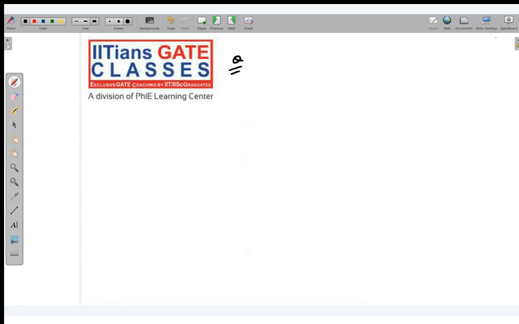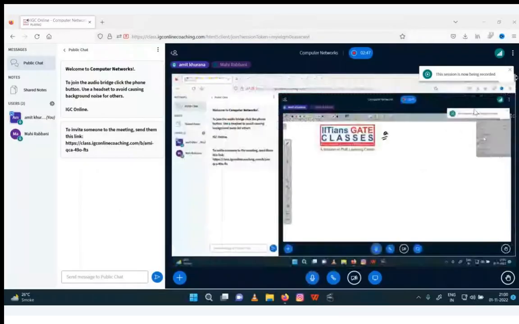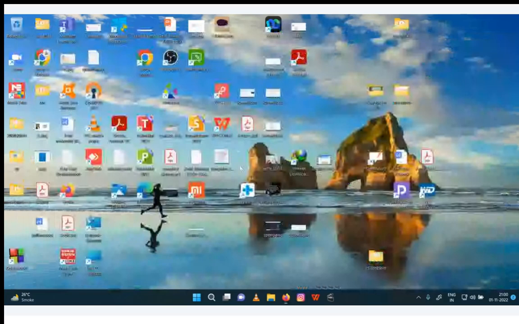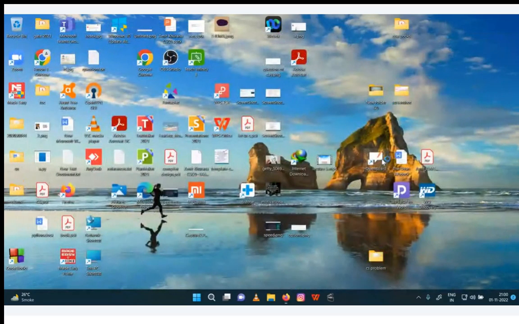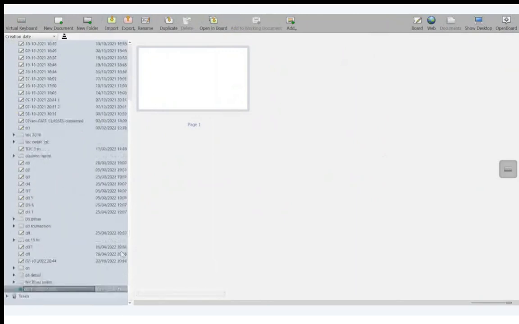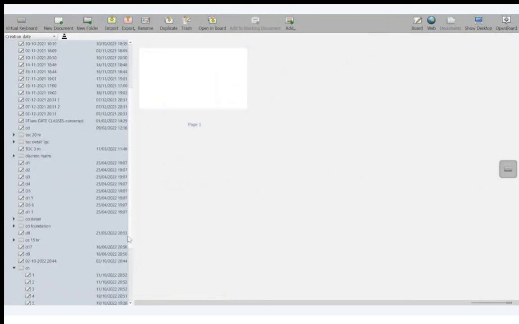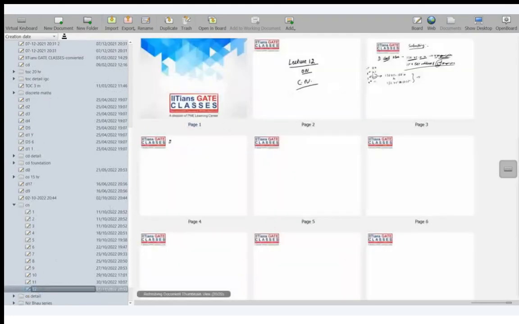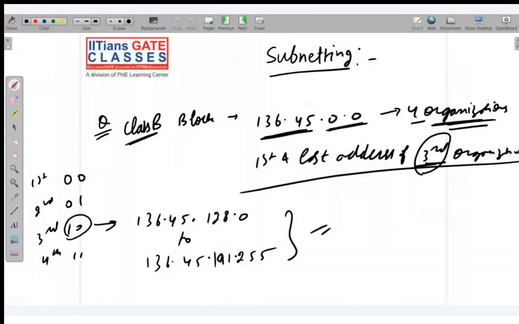Okay, I think this logo is creating a problem. This is a very big logo. Let me clear that out. Yeah, now I think it's perfect, right?